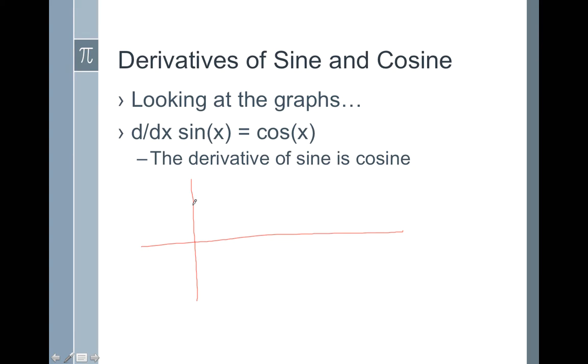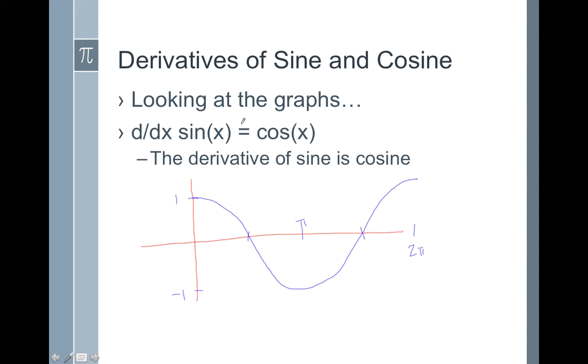Let's go to blue. Cosine looks like this, as we just mentioned. And out here is 2 pi. Here's 3 pi halves. Here's pi halves, and here's 0. Maximum of 1, minimum is negative 1.